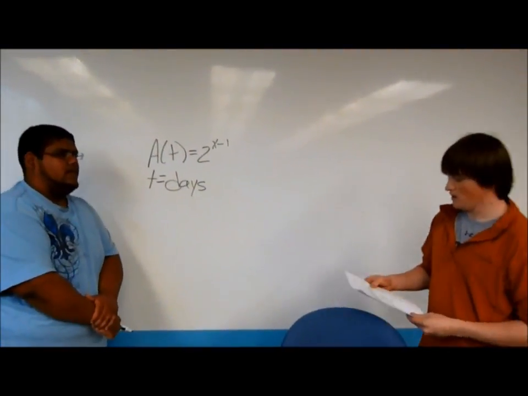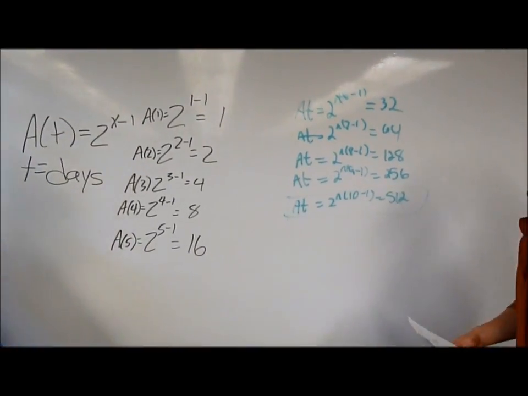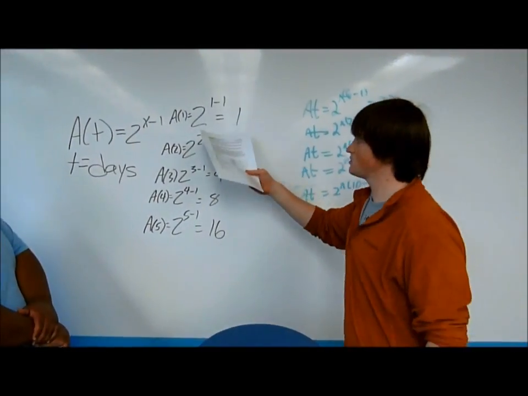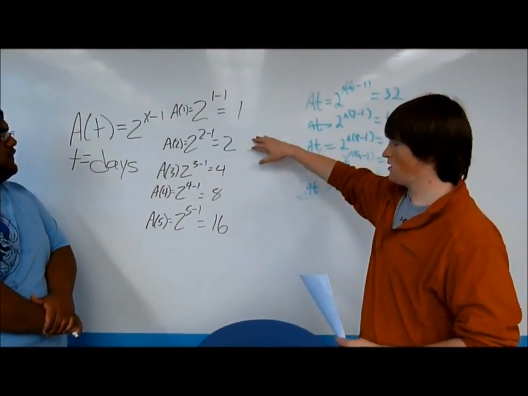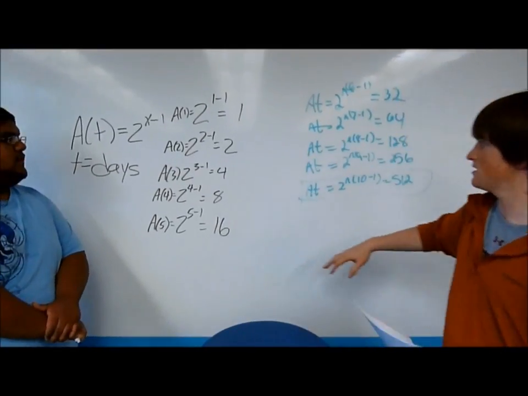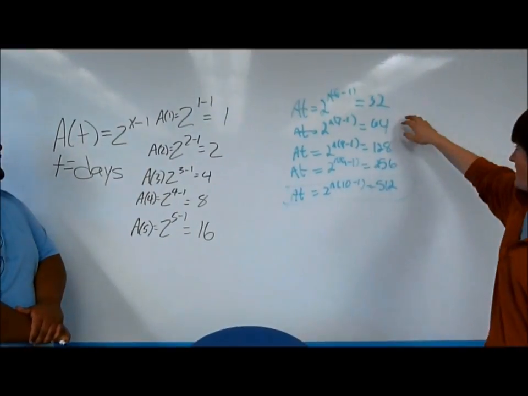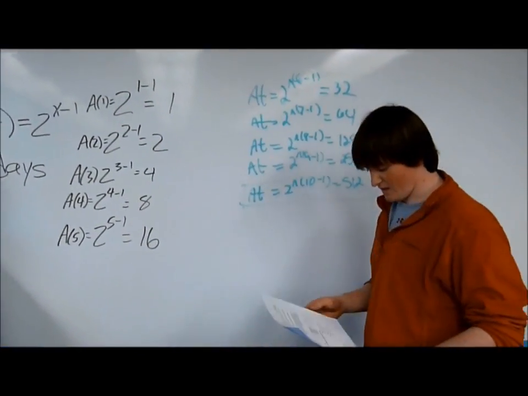So from here, the computations would be, as you can see, on day 1 we started off with 2 to the 1 minus 1, which is 1 penny. And as you can see, there's a relationship between all 10 explaining how it doubles. It goes from 1 to 2 to 4 to 8 to 16. And then on day 10, there's 512 pennies.